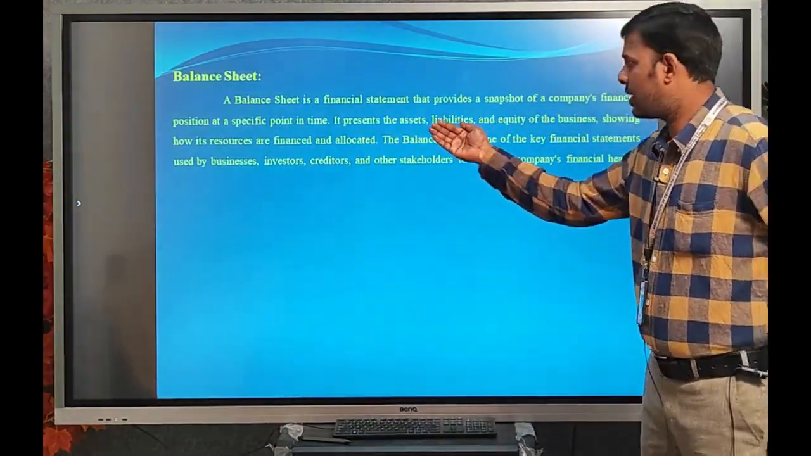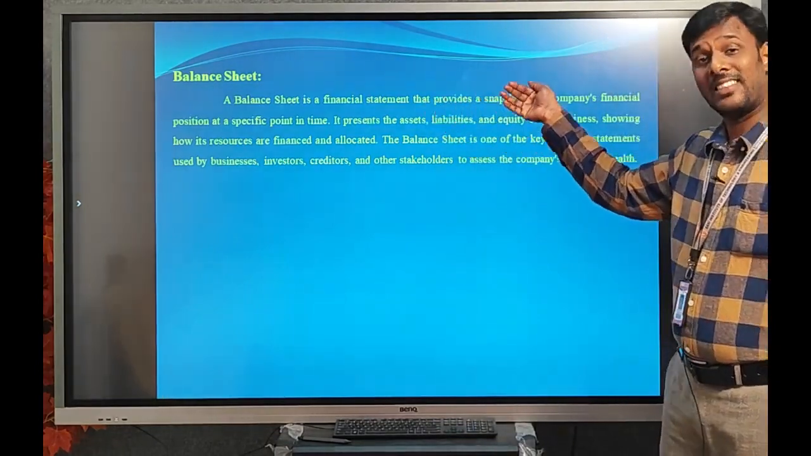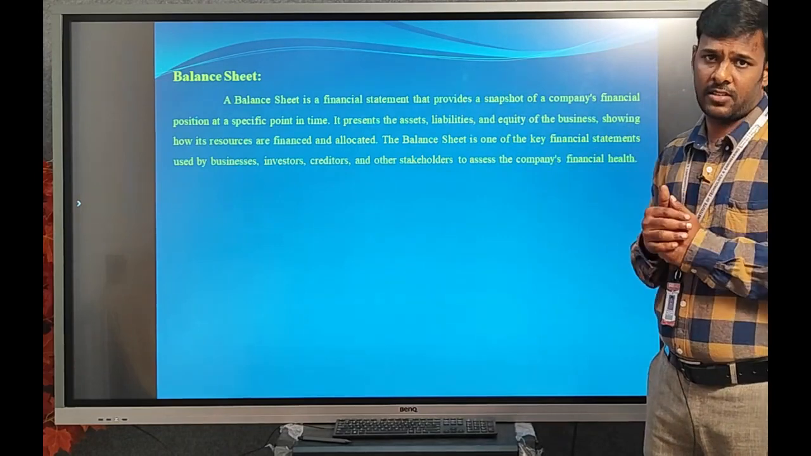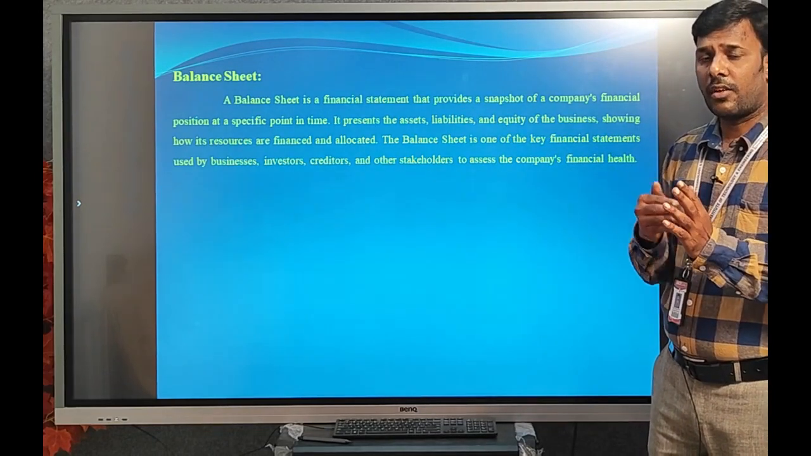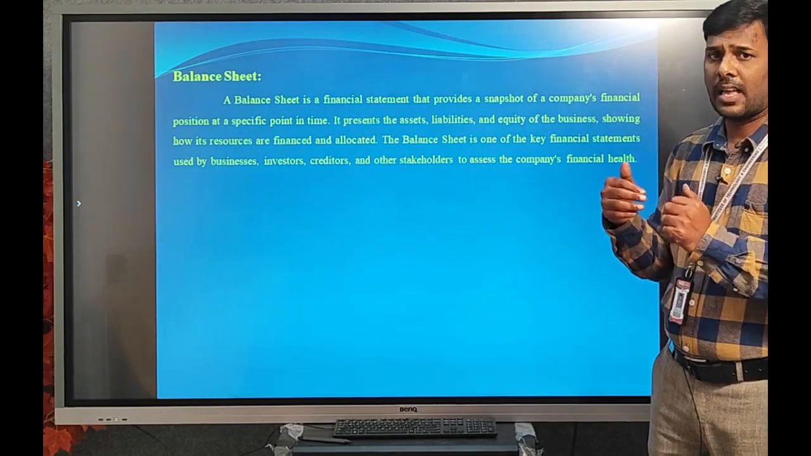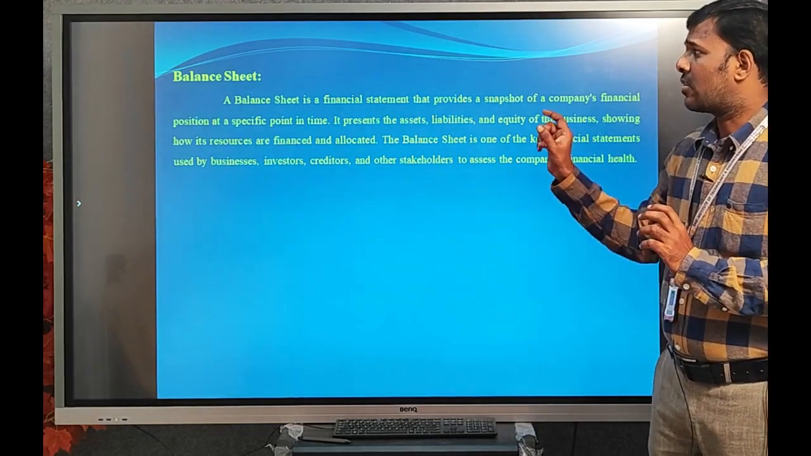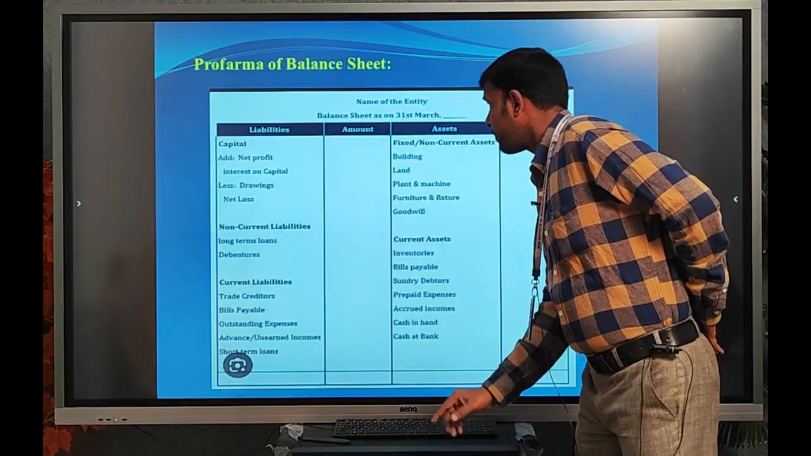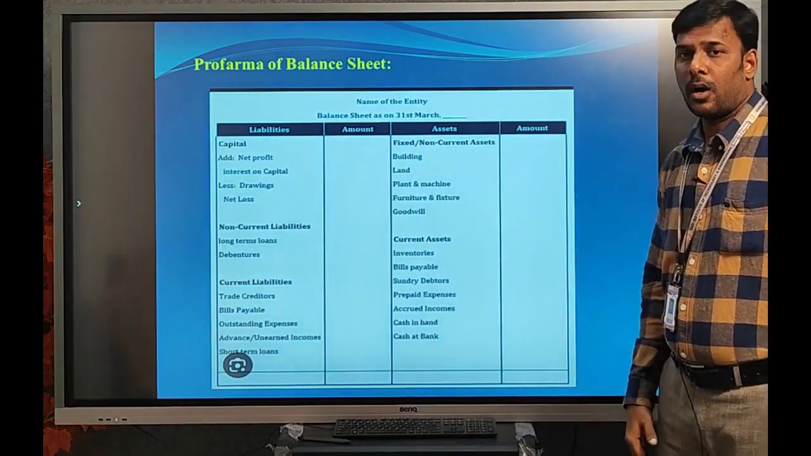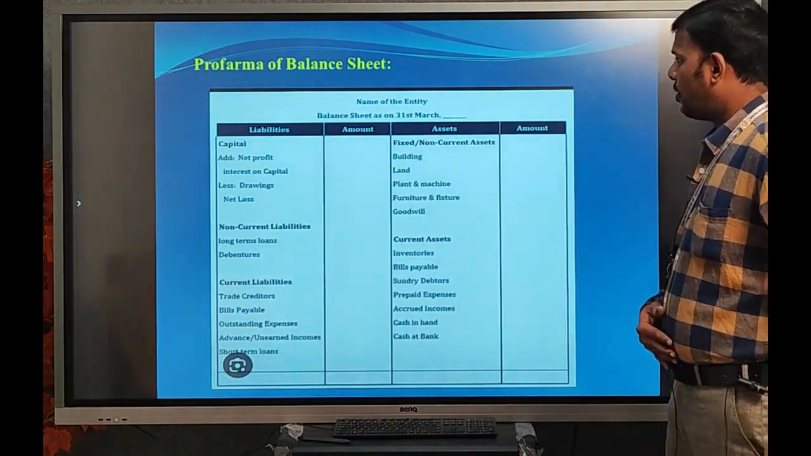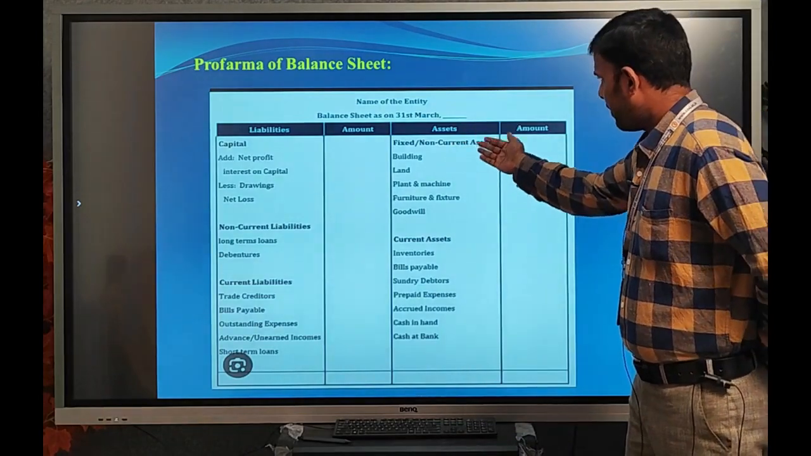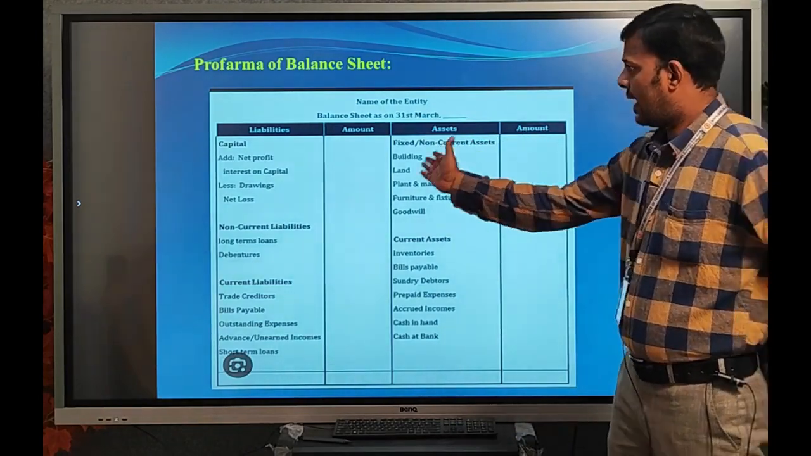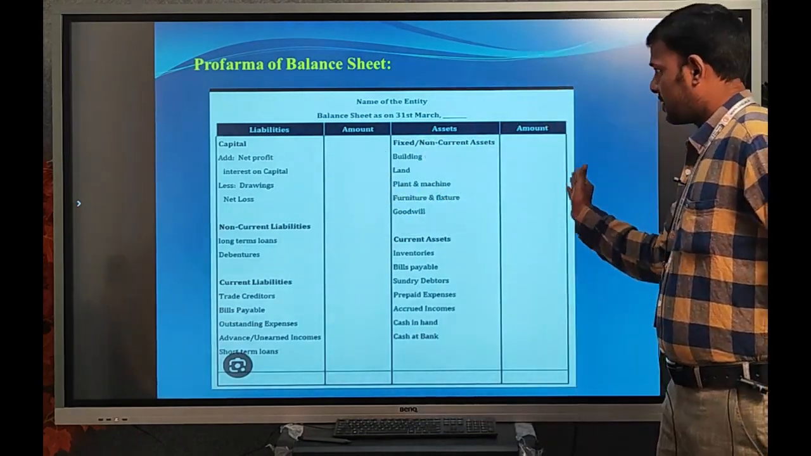Balance sheet, yes, you can see balance sheet is a financial statement where we can see both liabilities and assets. All the transactions of the assets, all the transactions of the liabilities, we can simply record in the balance sheet. This is the pro forma of the balance sheet. Here we can divide the balance sheet into two categories, liability side and asset side.